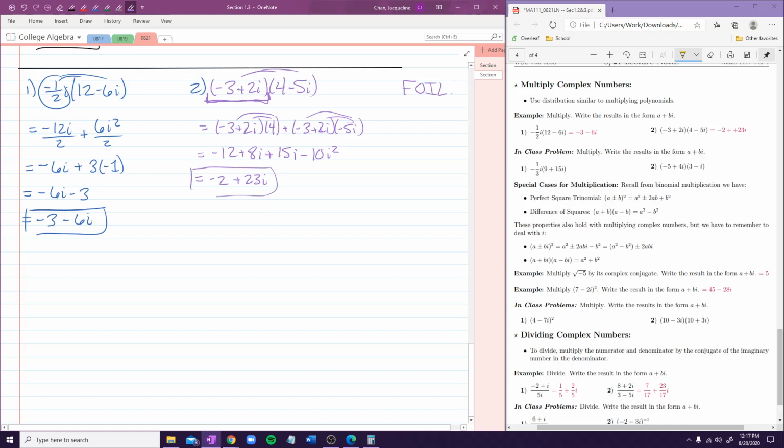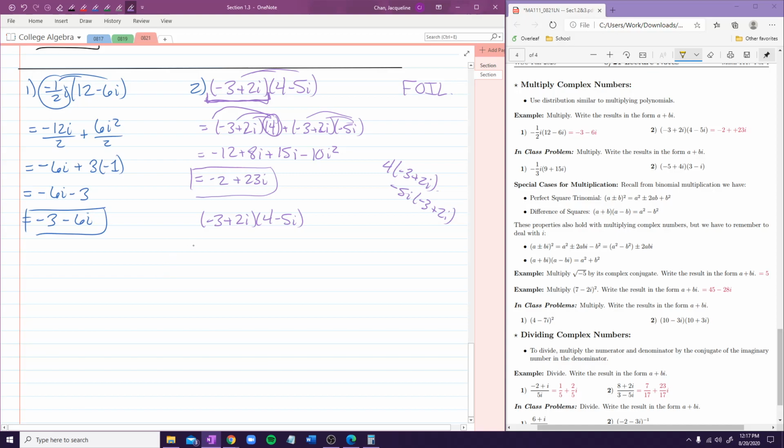So that's if you want to do the actual distribution method. But with foiling, I know some people get confused, so I just wanted to show that method. You can also put these in the front, so you could have done 4 times negative 3 plus 2i, minus 5i times negative 3 plus 2i. It doesn't matter. Multiplication is just commutative.